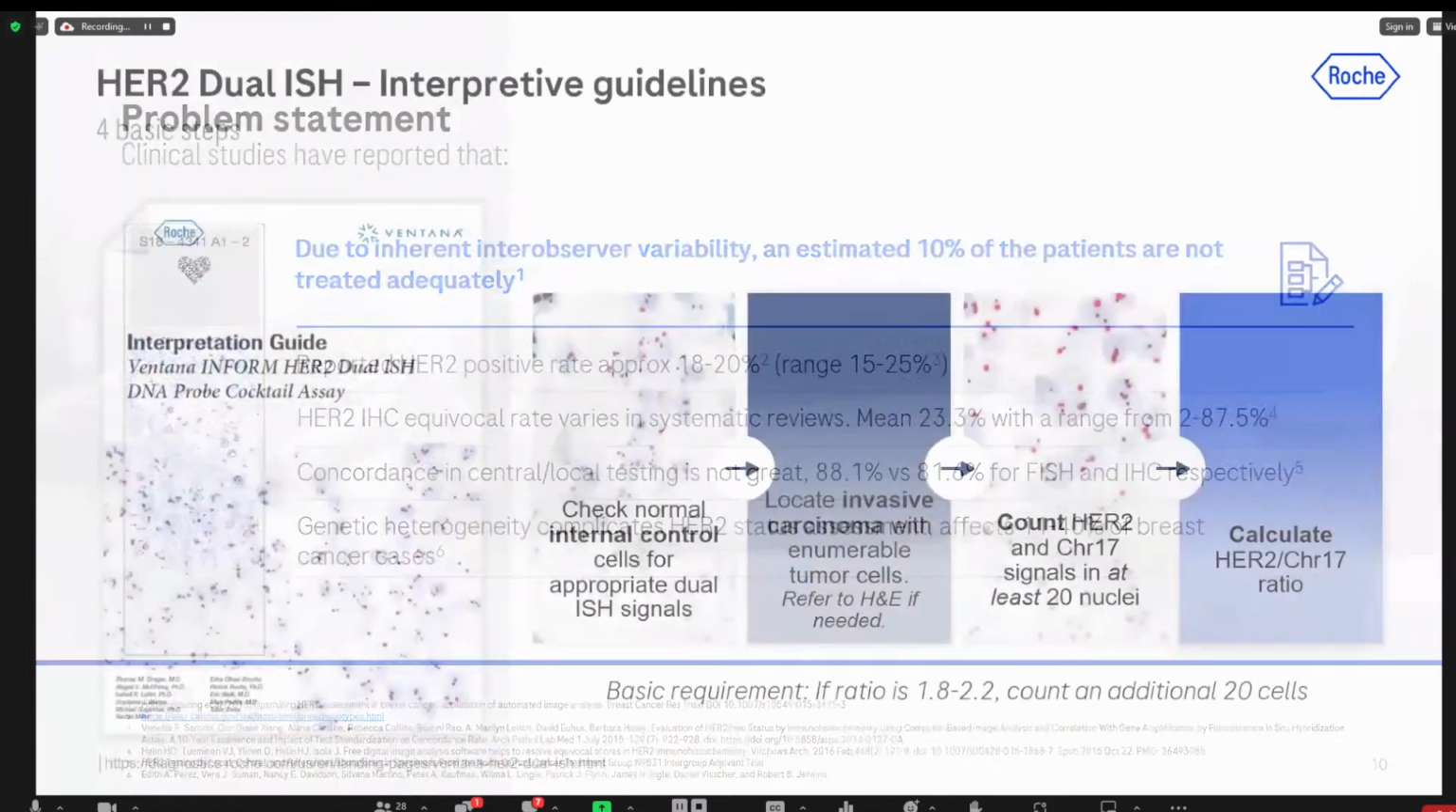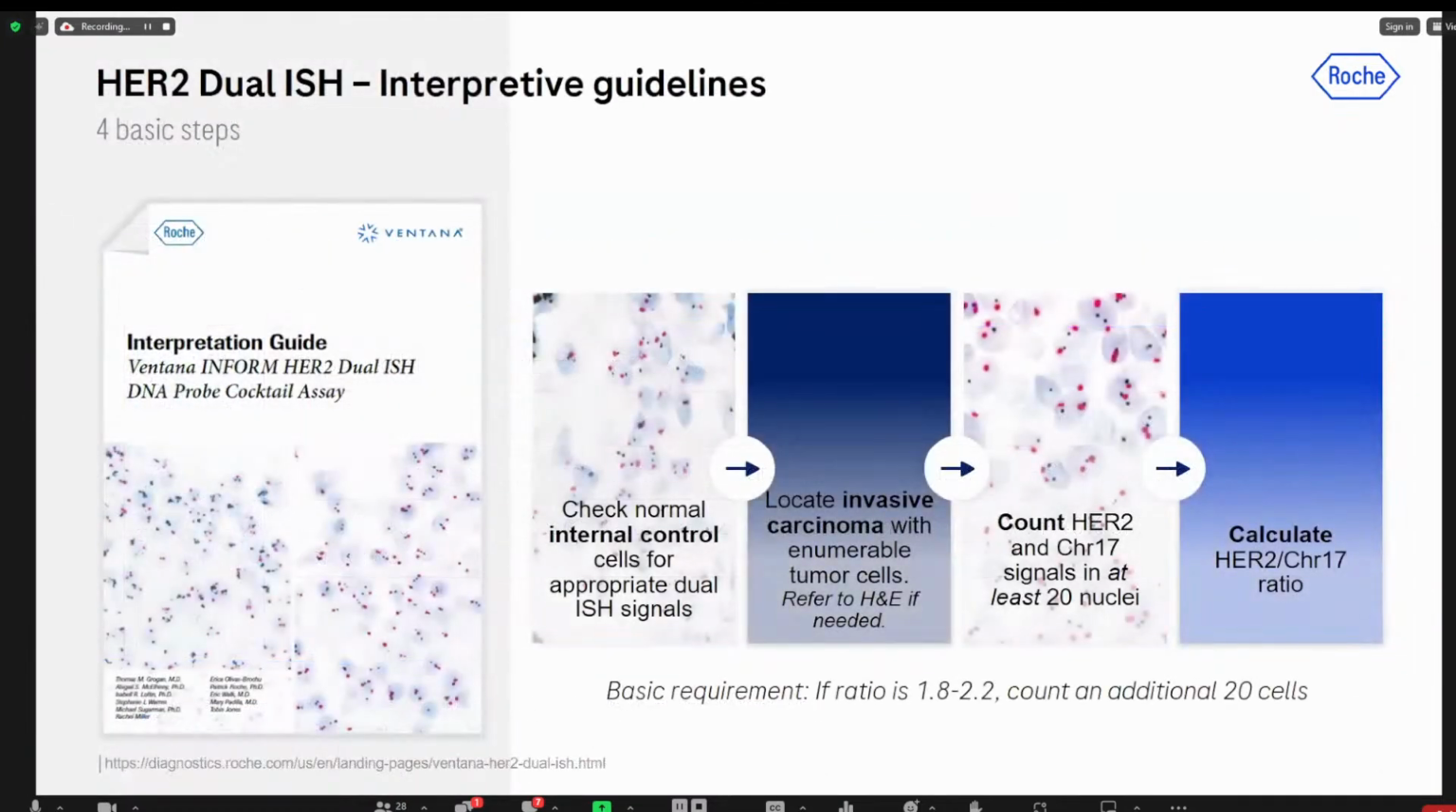So let's go then into the guidelines of how we score in situ hybridization. This is based on, first of all, the interpretation guide that you can find from Ventana and Roche, but also we will talk about the clinical guidelines from ASCO-CAP. But the basics remain the same. We need to go through these 4 steps. We need to check for normal internal controls. That's true for both bright field and fluorescent ISH.